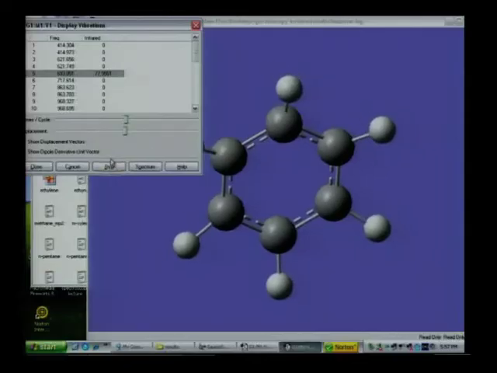Let's look at another motion which has a large dipole moment.